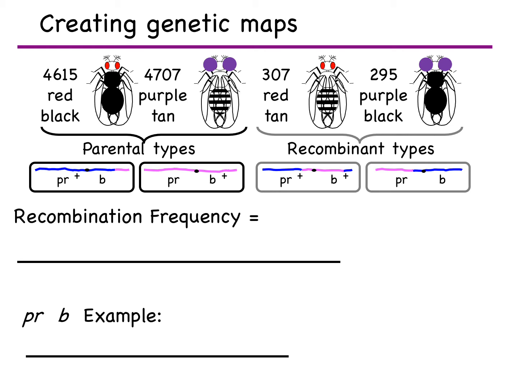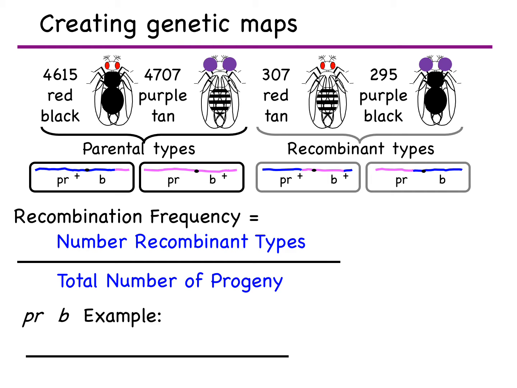And then I won't belabor going through the recombinant types, you can see for yourself, but it's worth looking at that closely to make sure you understand how those recombinant types arose. And then, as I talked about last time, if you want to determine the recombination frequency, it's just a matter of calculating the number of recombinant types divided by the total number of progeny that you see in the cross. So for this example, the number of recombinant types is 307 plus 295. And the total number is, I'm just tallying it up below. I think you can do the arithmetic here.